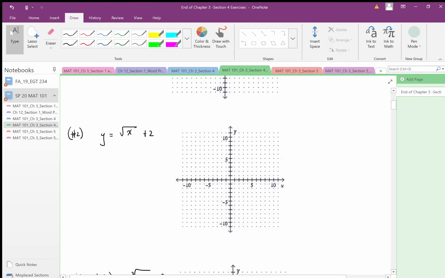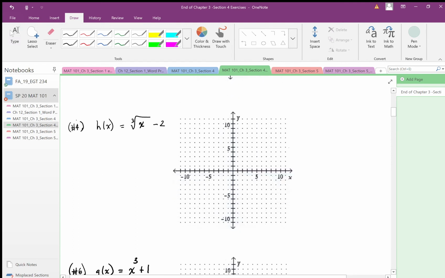The second problem here, rather than me try to graph it, you just kind of know how this basic function looks. It's a square root. It looks something like this. And now all we have to do is move it up by 2. So now this is our f of x equals square root of x plus 2.